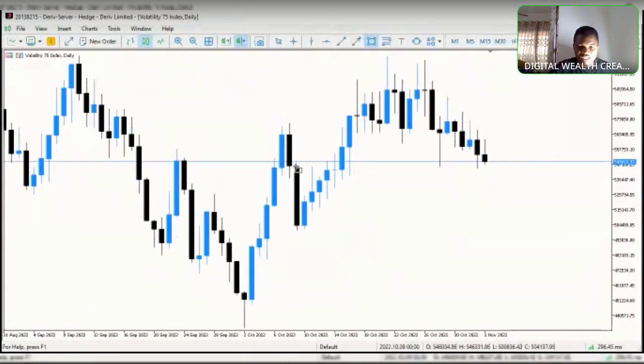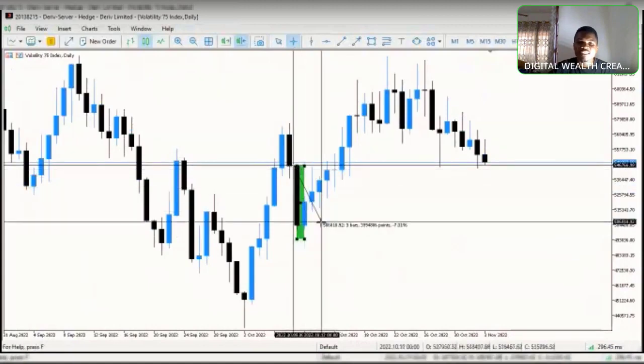Okay, how do we catch this move? I mean, the next bearish candle. How do we trade it? Remember, this is on a daily time frame, and when you go to the lower time frame, you're going to see a huge move over here.